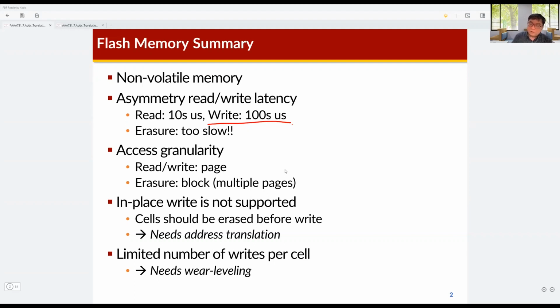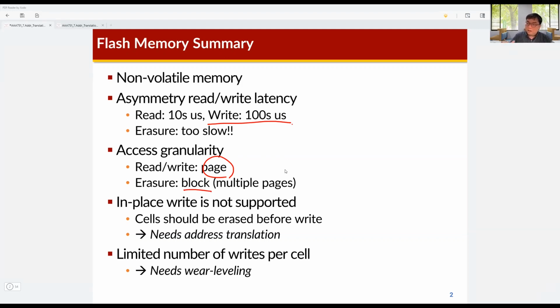Also, another property of the flash memory is that the granularity for read-write operations and erase operations are different. We already know that. The access granularity for read and write is the page, and the access granularity for erase operation is the block. A block is composed of multiple pages.